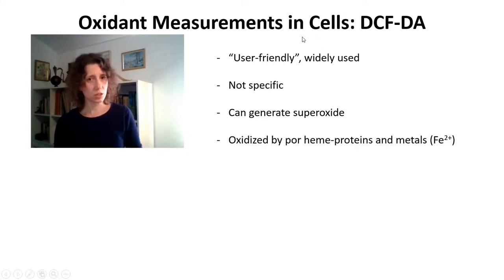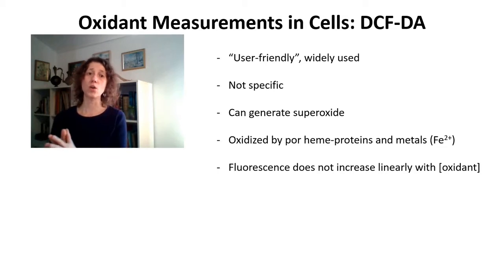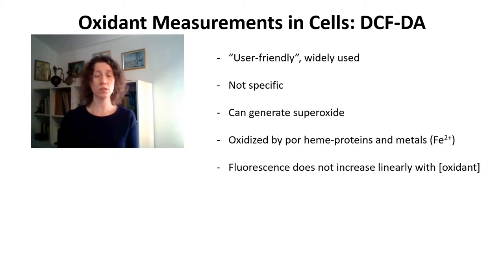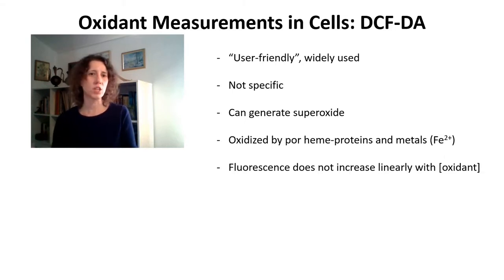DCF, in addition to reactive oxygen species, can be oxidized by heme proteins and metals such as iron. So keep that in mind if you're studying something in which you have changes in heme protein levels or you have changes in iron in the cell. And finally, and this is very important, fluorescence with DCF does not correlate with the concentration of the oxidant. So people often show percent increase in DCF fluorescence as percent increase in ROS. And that's wrong because you don't have a one-to-one stoichiometry between the increase in fluorescence and the increase in oxidants. So be very careful with that.